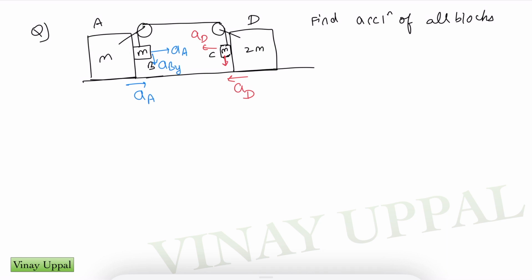It is possible that between B and C, one moves up and one moves down. We don't know that. The final sign will tell us. So C moves down with acceleration, let's say ACY. So these are the component accelerations of all the blocks.